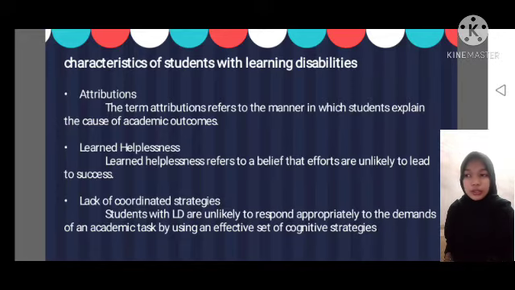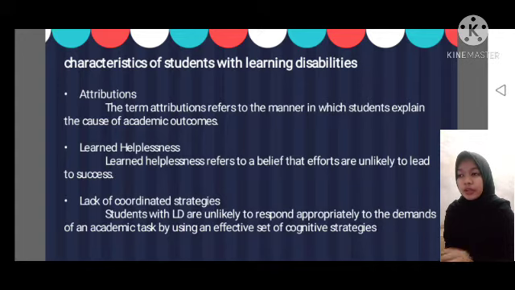Unfortunately, students with LD tend not to exhibit this pattern. The students often attribute success to external factors that they do not control, such as luck or the test being easy. Moreover, students with LD often attribute failures to internal, uncontrollable factors such as lack of ability or text difficulty.